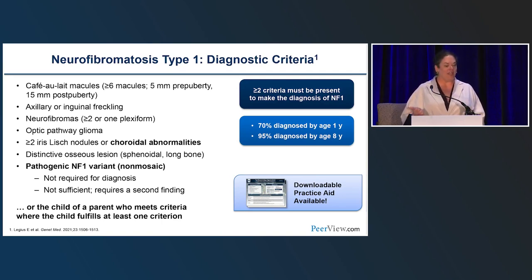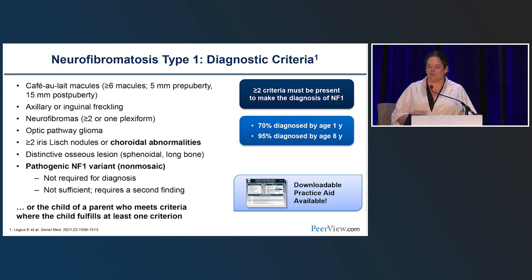Axillary or inguinal freckling, having either one plexiform or two cutaneous neurofibromas, the presence of an optic pathway glioma, two or more Lisch nodules, or as we bolded here, now the presence of choroid abnormalities, having some distinct bone lesions, and then added to this new criteria was having a pathologic variant in the NF1 gene. Now, I do want to point out that variant is not sufficient for diagnosis. You have to have at least a second finding. And then a child of a parent who has NF1 only needs one of these criteria.